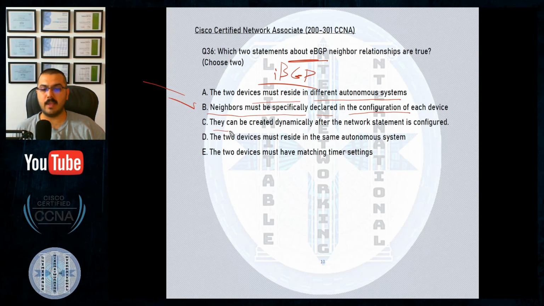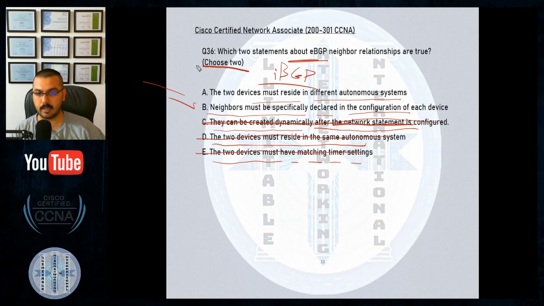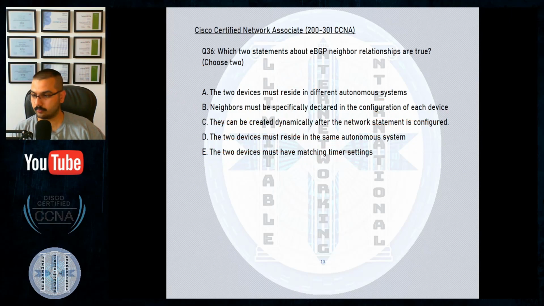They can be created dynamically. Oh, the neighbors can be created dynamically after the network statement is configured. No, this is for EIGRP, RIP, and OSPF, not for BGP. The two devices must reside in the same autonomous system. No, that is the opposite of A. The two devices must have matching timer settings. It's not OSPF. This will not affect the case. So A and B will be the only correct ones, and it's a choose two.